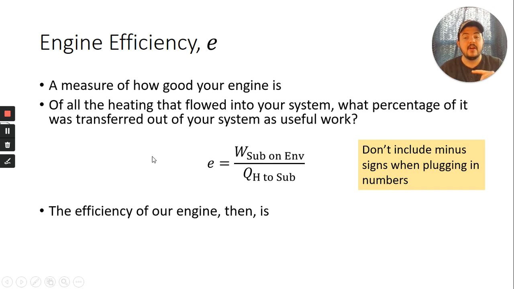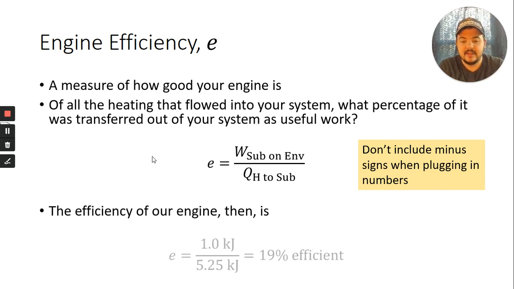So the efficiency of our engine, if you back up to the schematic on the last slide, it was 1 kilojoule of useful work, but we added in 5.25 kilojoules of heating to make that happen. So it was only 19% efficient. In other words, 81% of the energy that went into our system just left through cooling. We didn't get to move anything with it, which is what our goal was. So 19% efficient, not excellent, not very good.